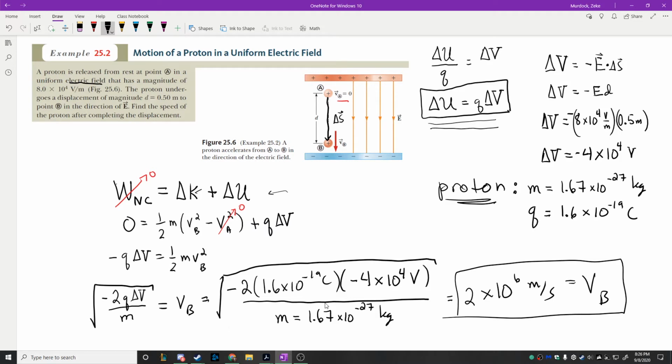Before I move on? It's pretty easy to look at this, actually, because it's 1.6 divided by, those basically cancel out. And then you've got 2 times 4, which is 8. But then 10 to the 4 makes this 10 to the negative 15. 15 divided by 27 would be negative 15. You're left with like 12. So this is 8 times 10 to the 12. How does it come out as 2? All right, now I have to actually plug this in my calculator.